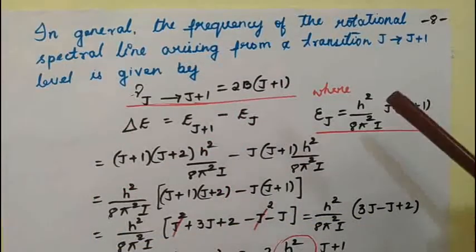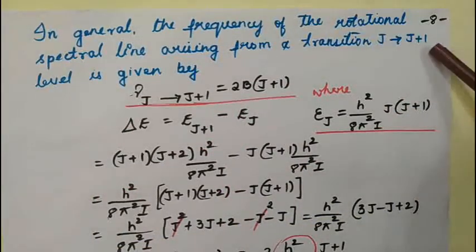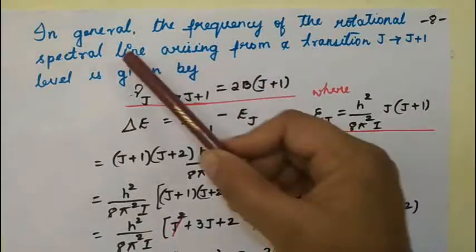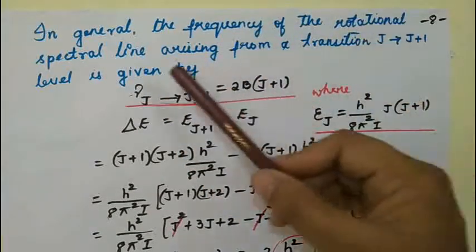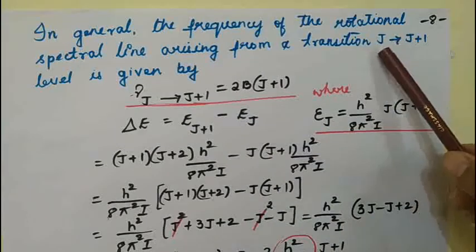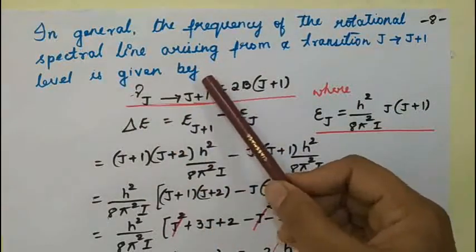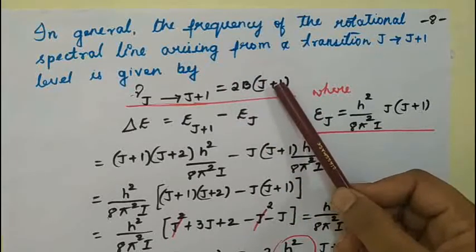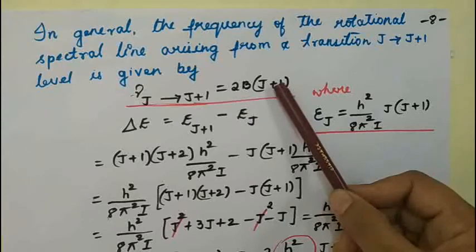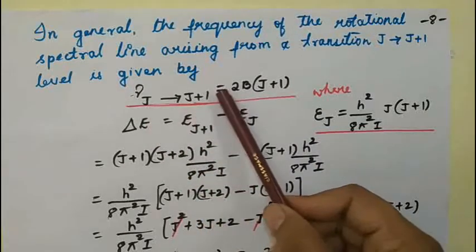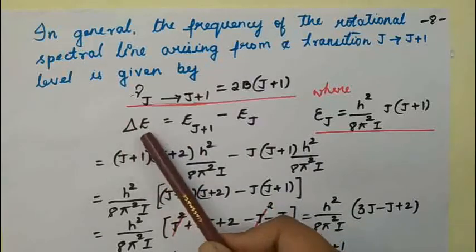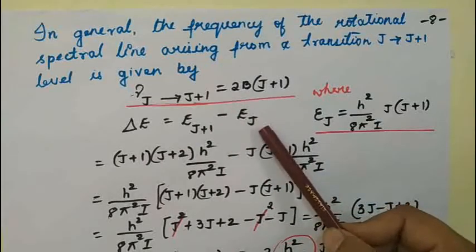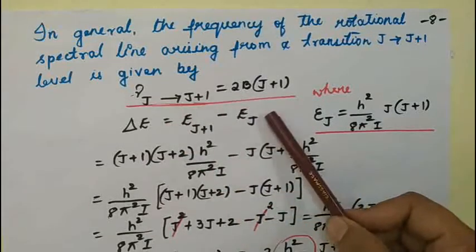Well, now let us consider the transition from J to J plus 1. That is, J is the lower energy state and J plus 1 is the higher energy state. In general, the frequency of the rotational spectral line arising from a transition from J to J plus 1 level is given by 2B into J plus 1. So this expression we have used to find the energy difference between the rotational transitions. So the transition is J to J plus 1. So delta E is the difference between the energy levels. J plus 1 is the higher energy state and E subscript J is the lower energy state.